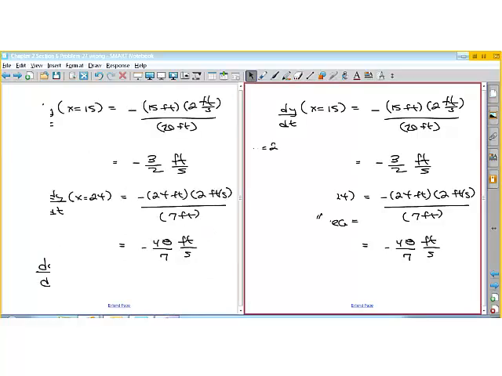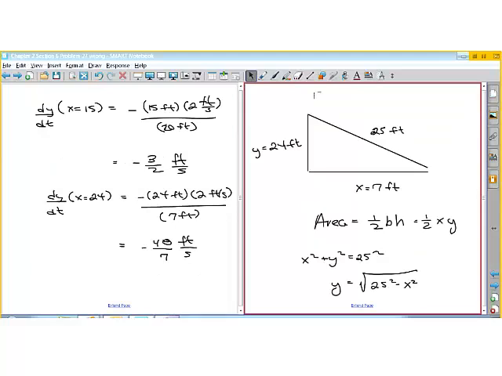For part B, we're talking about a different relationship. We still have our Pythagorean theorem relationship, but we also have our area, which is what we're looking at, because it says, find the rate at which the area of the triangle changes, when the base of the ladder is 7 feet from the wall. So that's when x equals 7. We already know that when x equals 7, y equals 24 and the hypotenuse is 25.